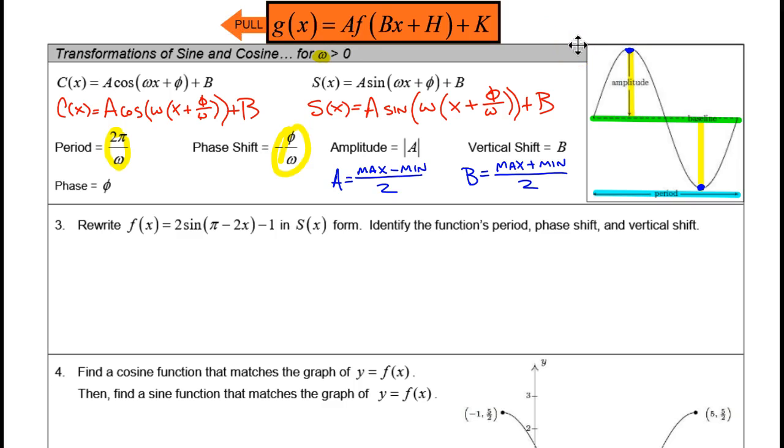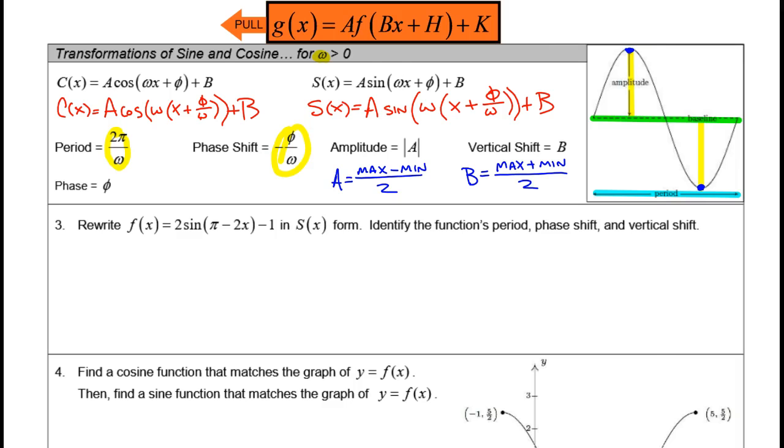Do you remember this? This is the general form of a function transformation. G of x is a transformed function of f if I multiply A times f of the quantity bx plus h, all plus k. A, b, h, and k are all parameters that affect the transformation of f to g. I want to show you a quick example of this and how it relates to the trig function, so hold on just a second.